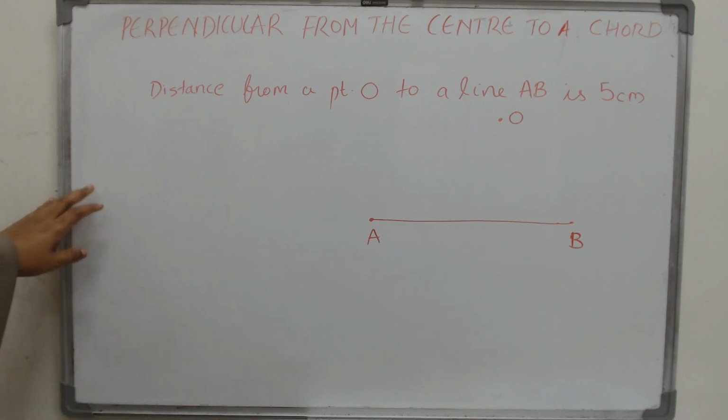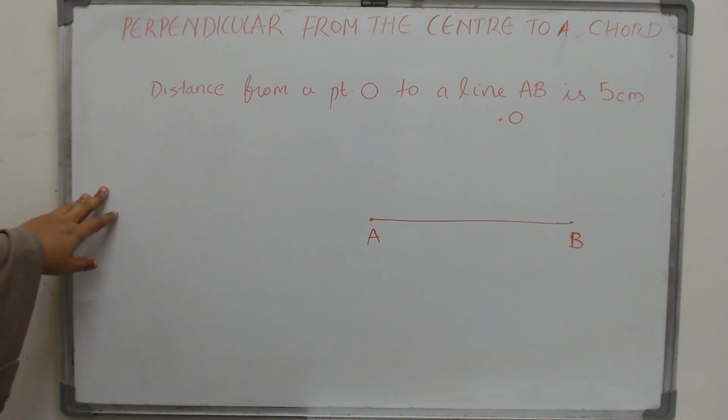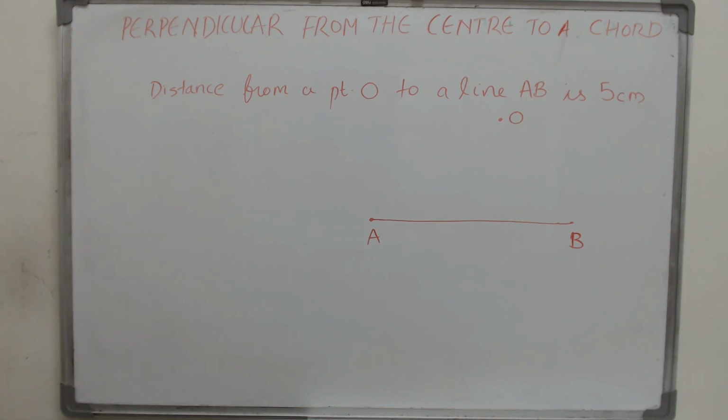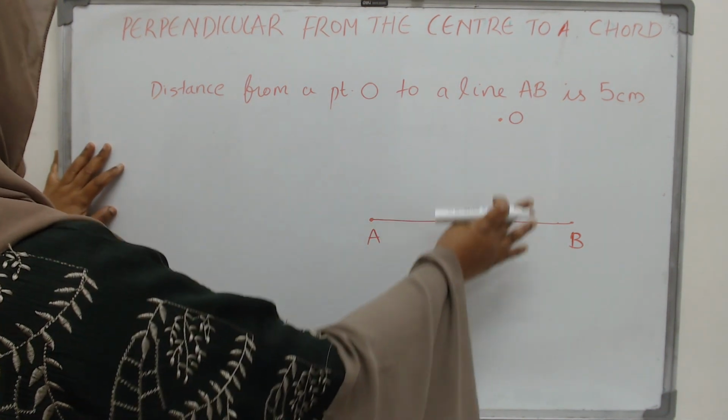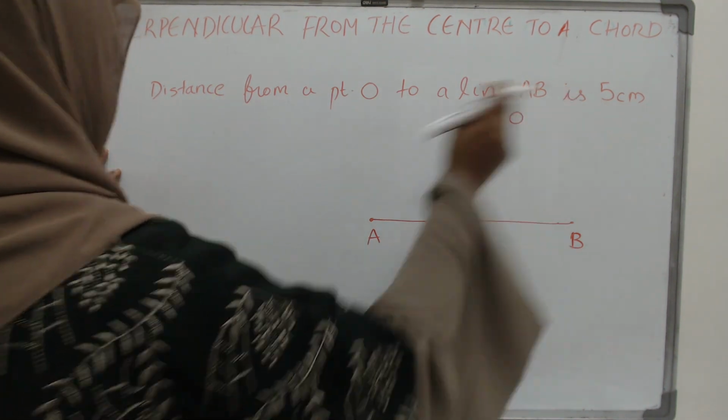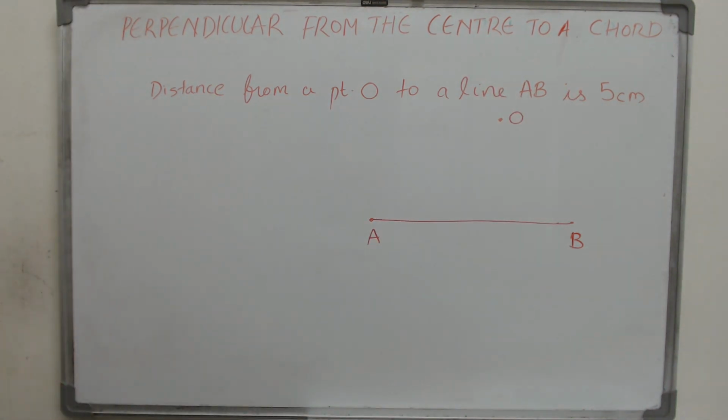Today let us study yet another interesting property of chords of a circle. But we start with something very basic. What do I mean when I say that the distance between a point O and a line AB is 5 centimeters? What do I mean by that?